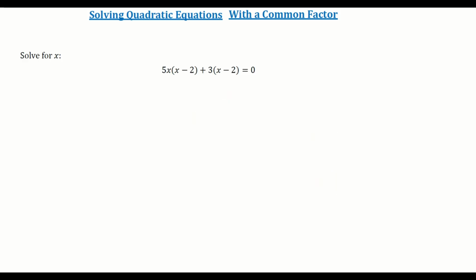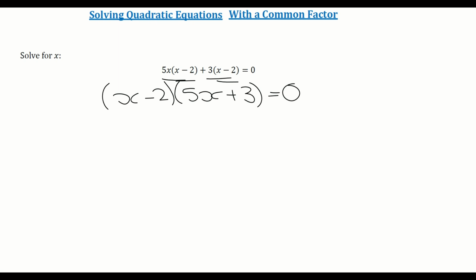Here we have 5x multiplied by the bracket x minus 2, and then we have 3 multiplied by the bracket x minus 2. So let's take x minus 2 out as a common factor. So I'm going to say x minus 2. Now, in this term, I've divided by x minus 2, so I'm left with 5x. And in this term, I'm left with positive 3. Let's make this equal to 0.